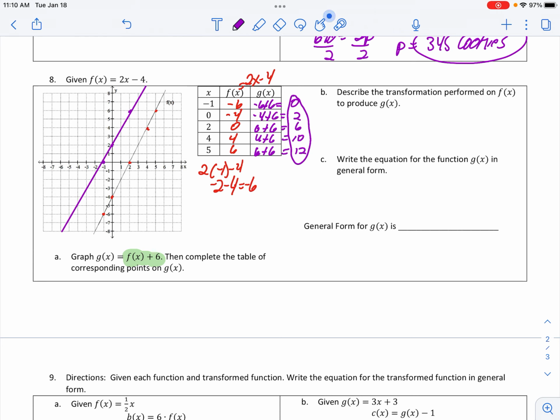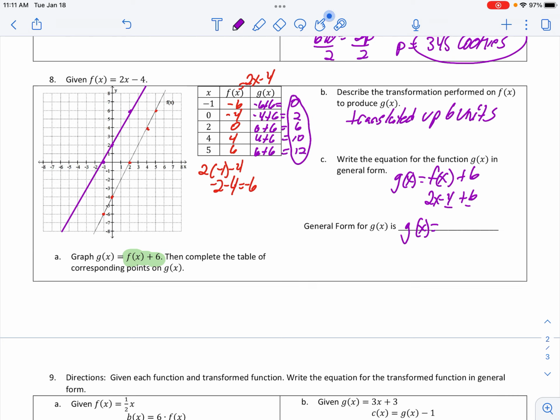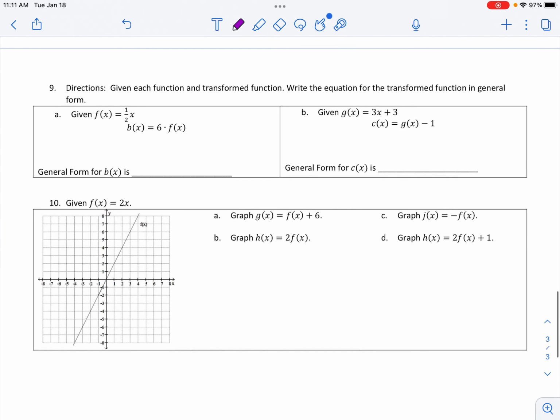What you should notice is these lines are parallel, or pretty darn close to it, because all we did was move it up 6. So we said we translated up 6 units. The transformation function then is taking the original and going up 6. The original happened to be 2x minus 4. These are like terms, so negative 4 plus 6 is 2, giving 2x plus 2. So g of x is 2x plus 2. All we did was take the original and go up 6 units.